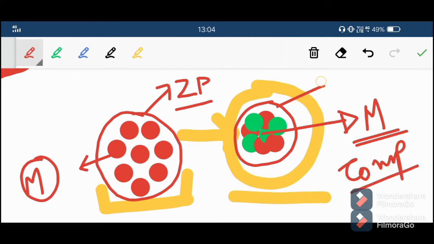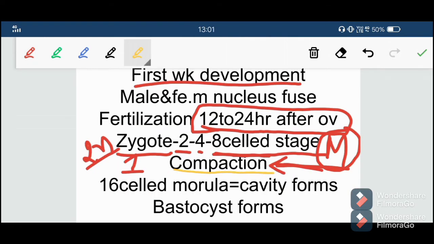Okay, this is the zona pellucida. Note that the zona pellucida is not destroyed. So compaction occurs in the morula. A 16-celled morula is formed next. This is called the advanced morula. This advanced morula forms a cavity in it and then it turns into the blastocyst.